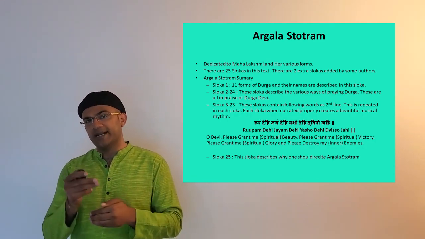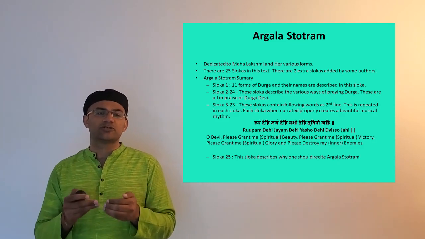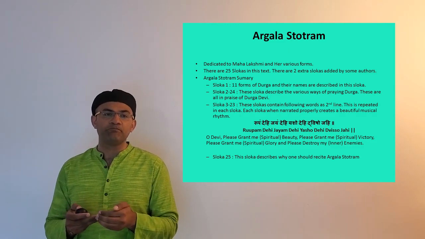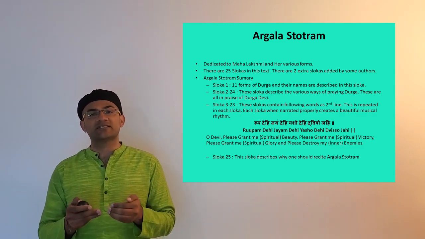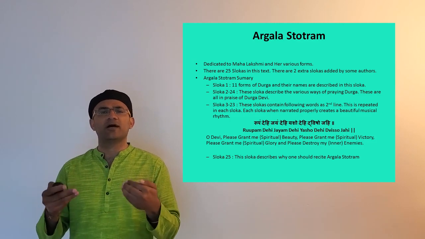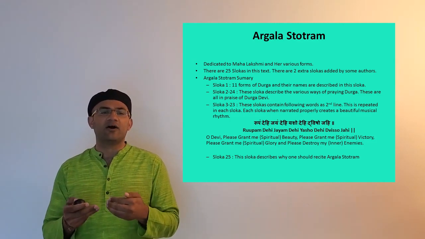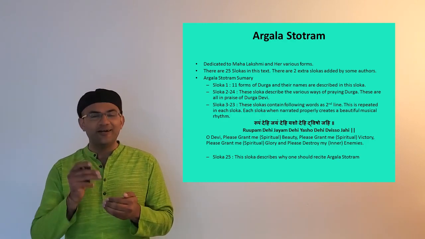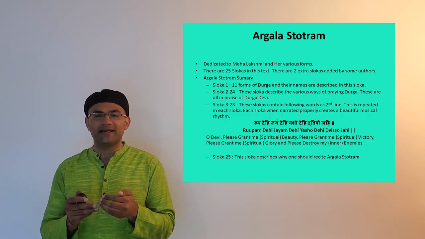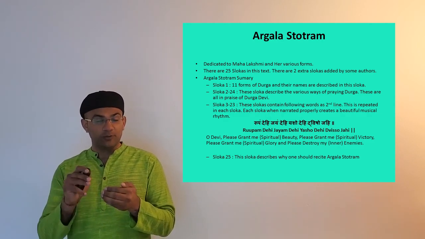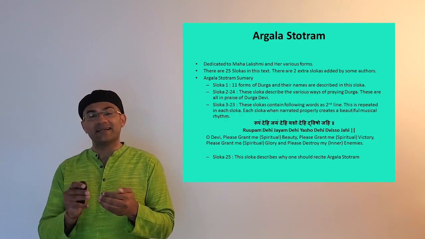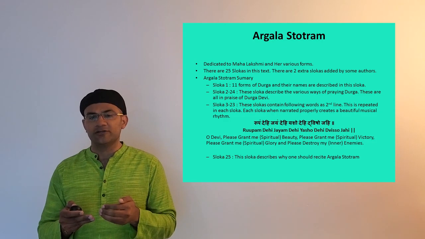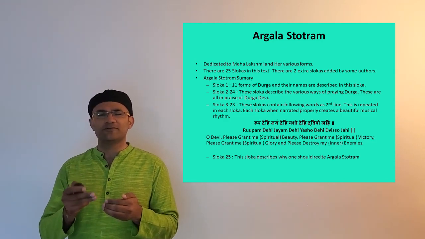Argala Stotram, what exactly does it include? From sloka 1 to 11, forms of Durga and their names are described. Sloka 2 to 24 describe the various ways of praying to Durga, the mother goddess, the Shakti. These are all in praise of that. And then sloka 2 to 23 are very unique in nature. They contain the following verse, which I'm going to recite next, as the second line. And this line is repeated in every sloka. It is so beautiful, so nice.